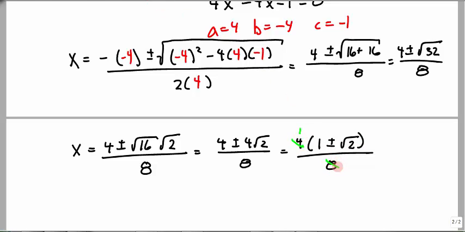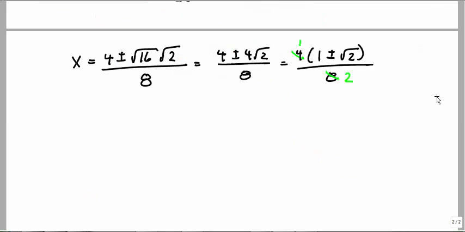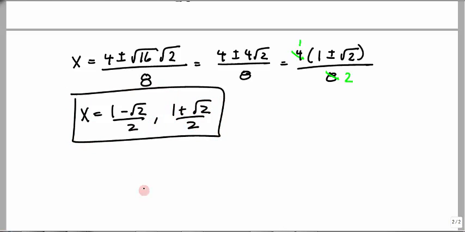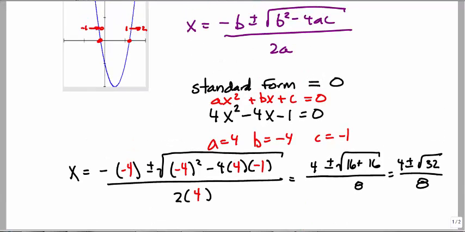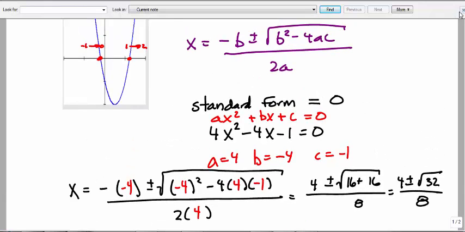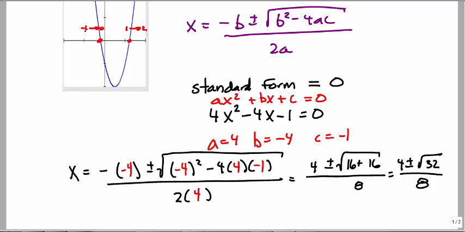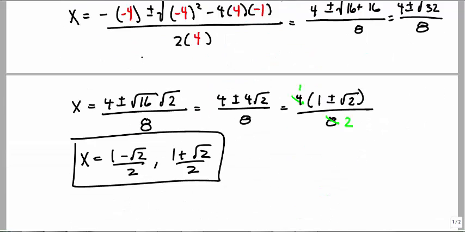4 goes into 8 twice. So when we rewrite our solution here, I get x equals 1 minus root 2 over 2 and 1 plus root 2 over 2 for my solutions. Now I can figure out what both of these are as decimal approximations, because remember, up here in my graph, one of my solutions was to be between negative 1 and 0, and the other one was to be between 1 and 2, so I can check those.